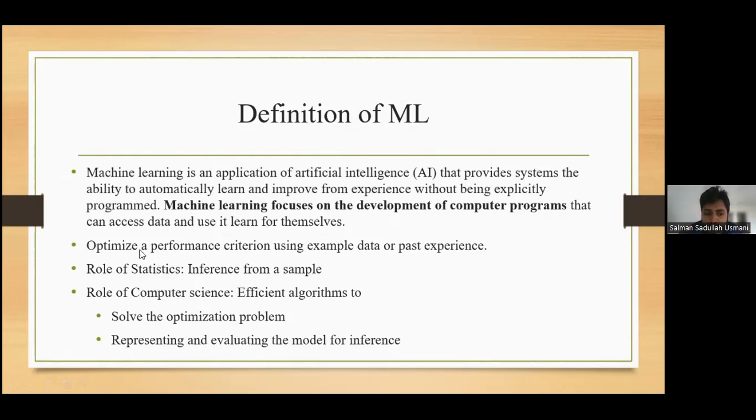So you must have knowledge of statistics as well as computer science, because these algorithms will solve your optimization problem, and they will represent and evaluate the model for inference. And in our next lectures we will see how we build some models and how we evaluate them. So you'll see a little bit of the role of statistics as well as coding.